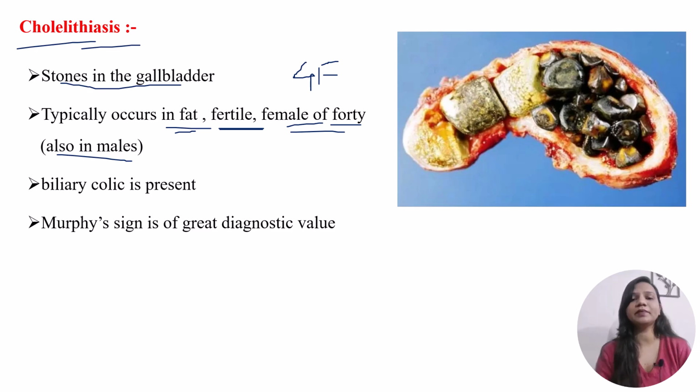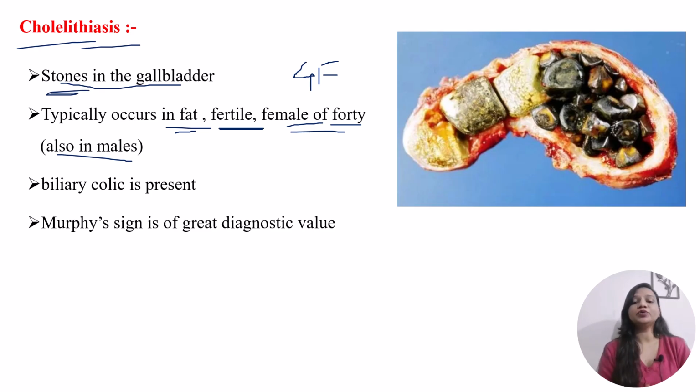So why is it common in females? Because the estrogen level in the female body increases cholesterol secretion into the bile, and when there is extra cholesterol in the bile, there is supersaturation of bile. The bile is less and the cholesterol is high. As there is less bile compared to the cholesterol, the bile is not able to absorb that cholesterol, which leads to precipitation of cholesterol into stones. And it will lead to the condition of gallstones in the gallbladder.